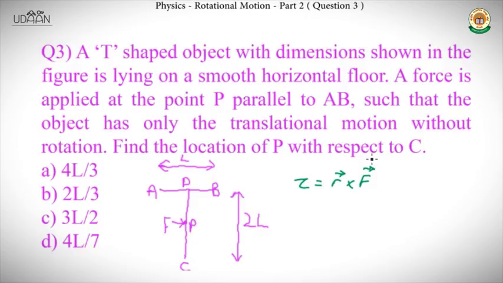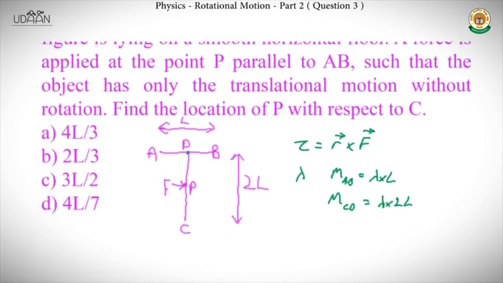Now, for finding the center of mass, we can assume the part AB to be concentrated at point D. We can easily see that the center of mass will lie on the line CD somewhere. So let us assume that the entire mass of the part AB is concentrated at point D. We are not given anything with respect to the mass of the body, so let's assume lambda to be the mass per unit length for this rod. So the mass of AB is lambda into L, and the mass of CD is lambda into 2L.